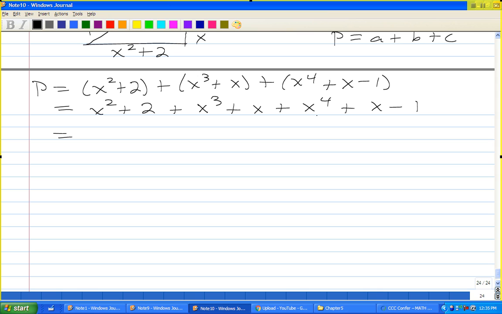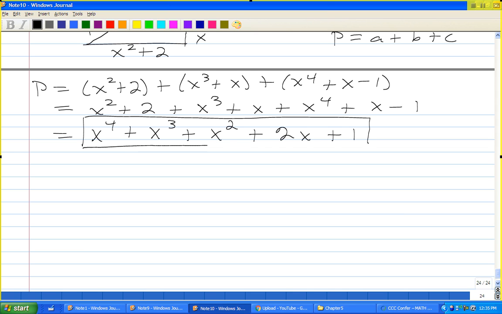Combine like terms. So I have x to the fourth and I only have one x to the fourth term. I have x cubed and I only have one x cubed term. I have x squared, there's only one x squared term. I have x plus x is 2x. 2 minus 1 is 1. And that is the perimeter of the given triangle.